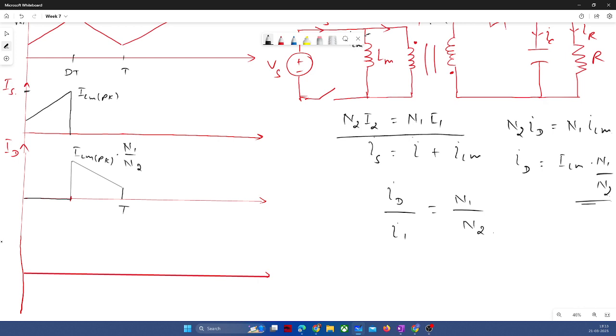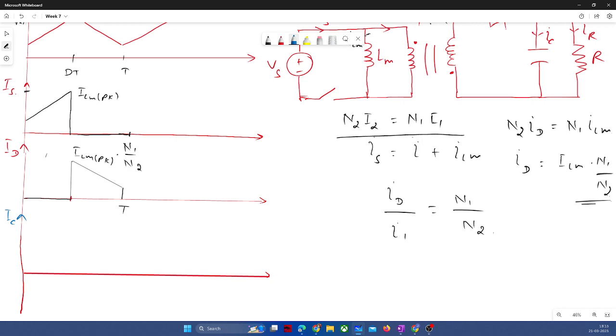Now, anything left? What about IS in 1 minus D? It should be 0, right? Because your switch is open. Anything we forgot to plot? I think the capacitor current.